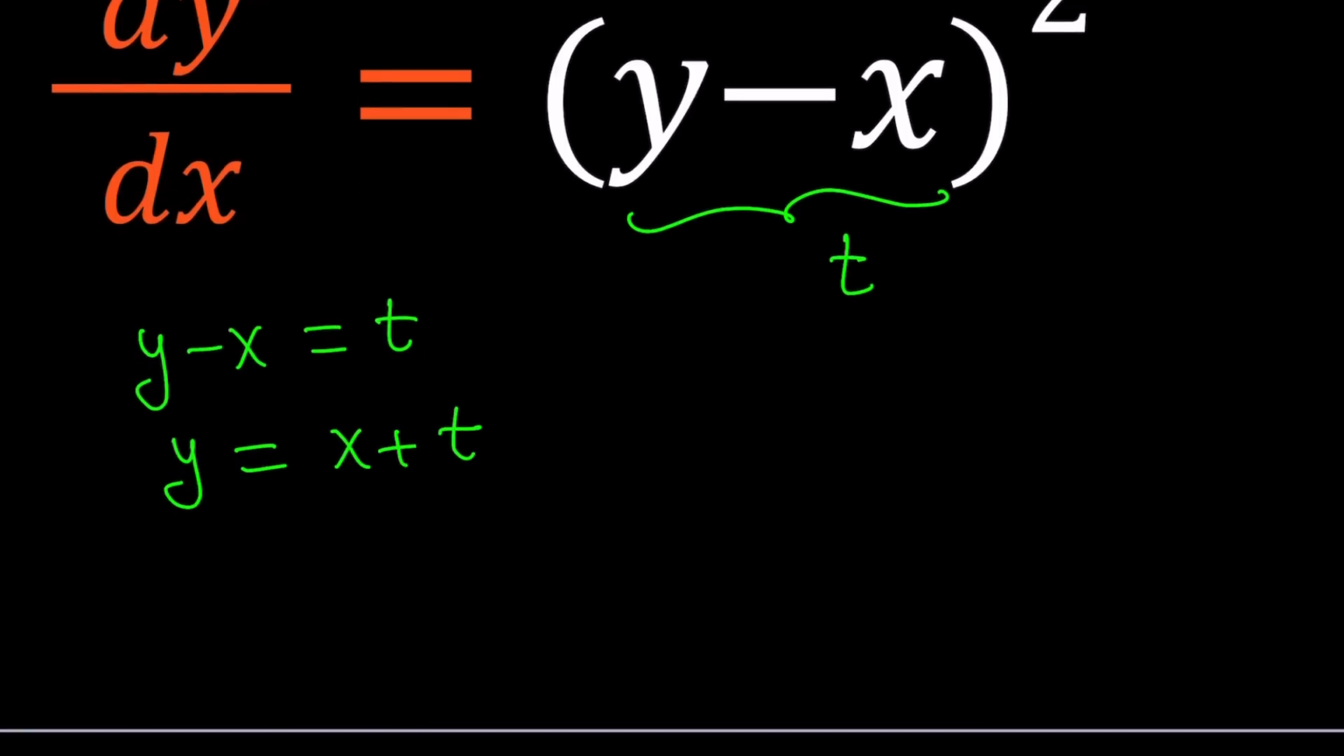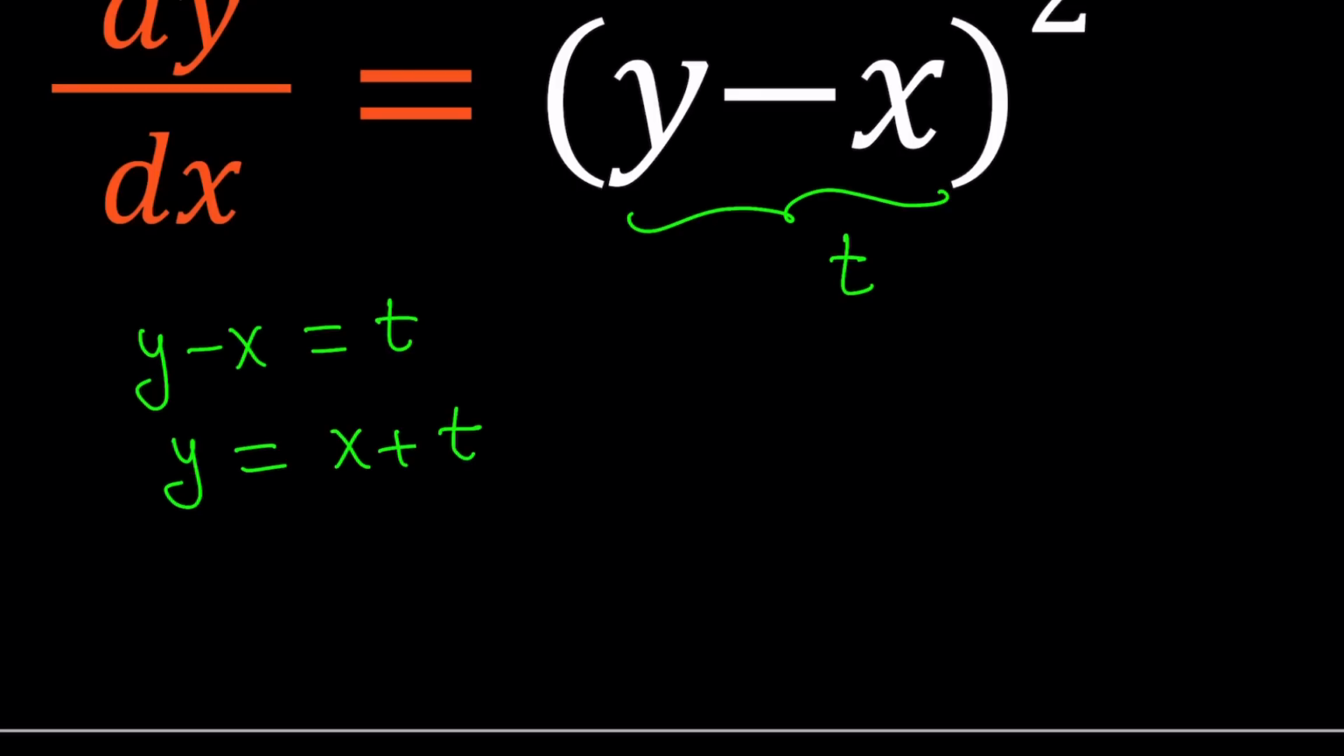Now you've got to remember, x is the independent variable, y is the dependent variable, and t, which is defined as the difference, also becomes a function of x. Because think about it, if y is equal to x squared, then t becomes x squared minus x.